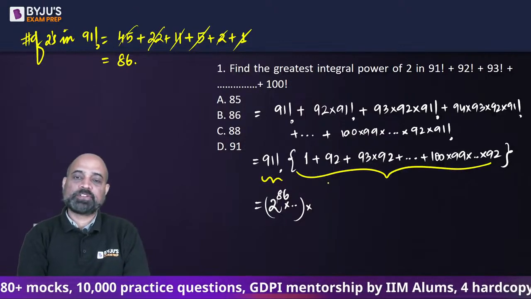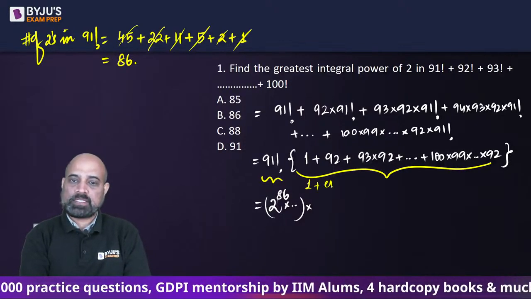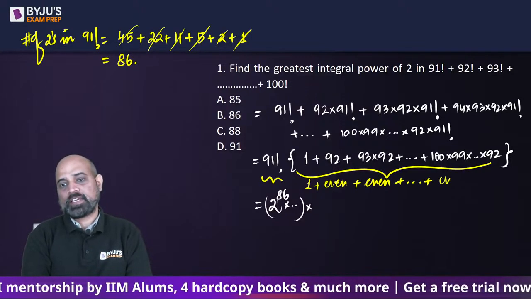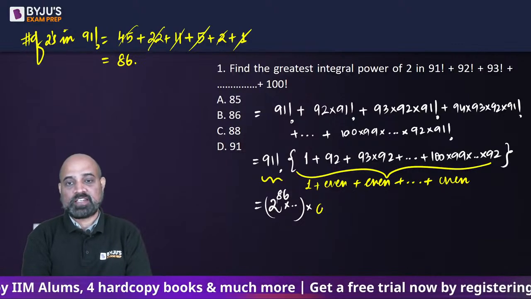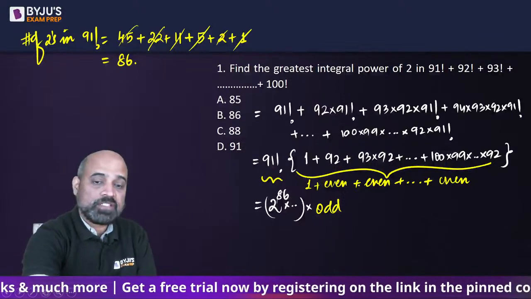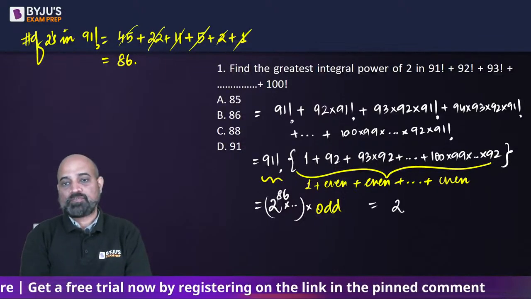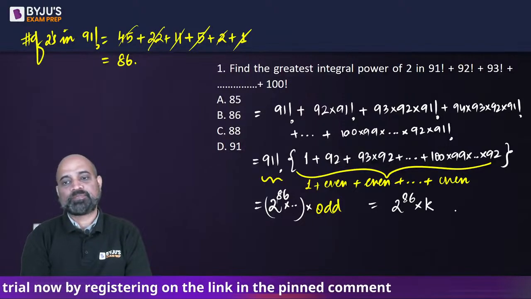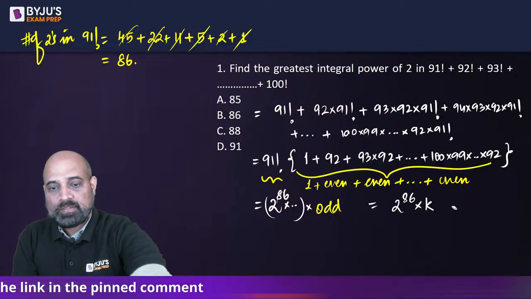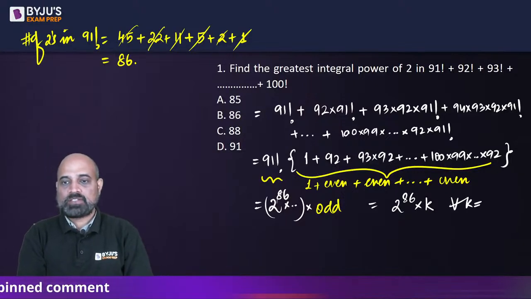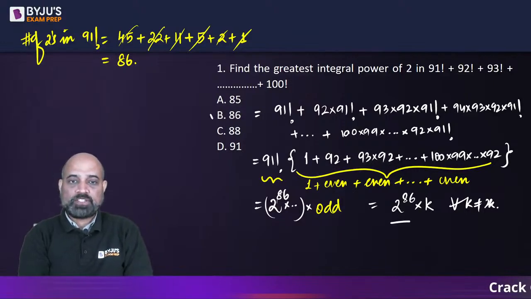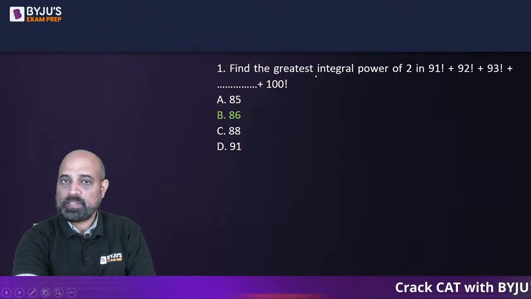Now in this term, if you pay attention, we have 1 plus even plus another even number and so on. All the terms are even except for the first one, which results in an odd number. Now an odd number cannot have any 2. So this eventually gives us 2 to the power 86 into k, where k is not a multiple of 2, right? So we will have 86 2's here. So the answer is going to be option B.